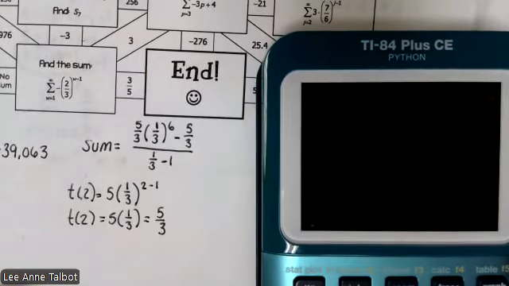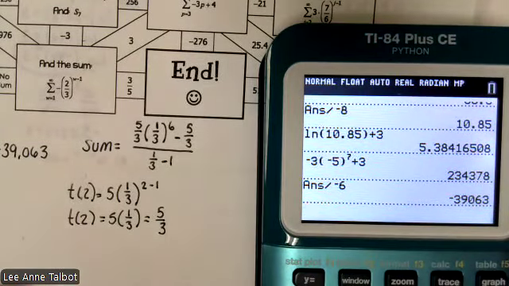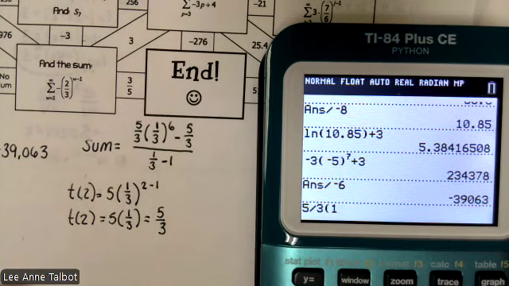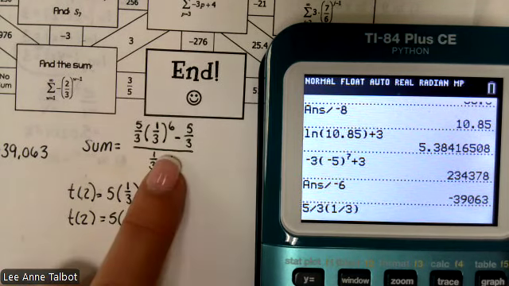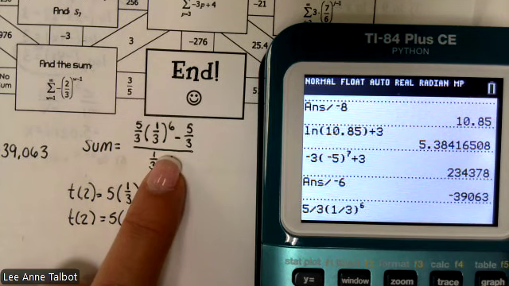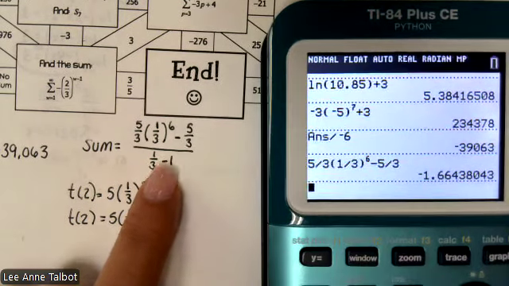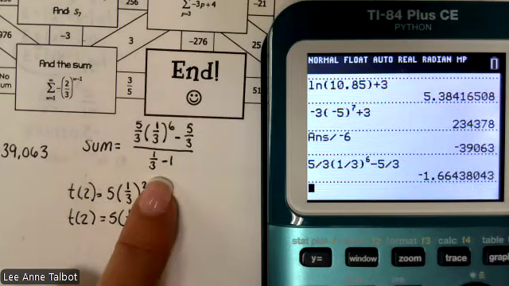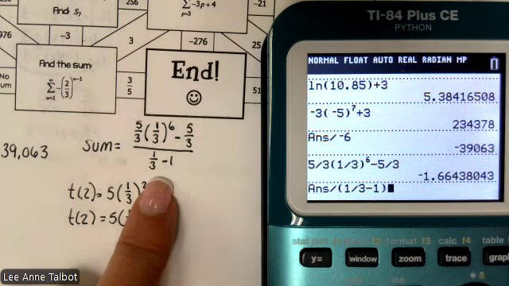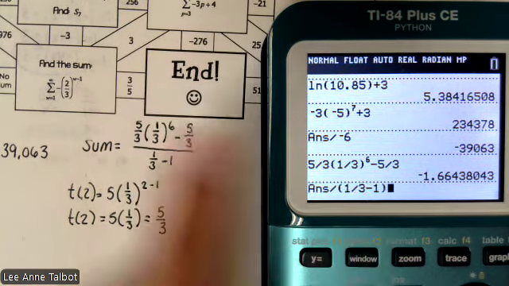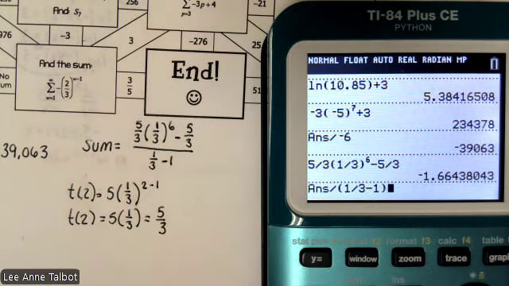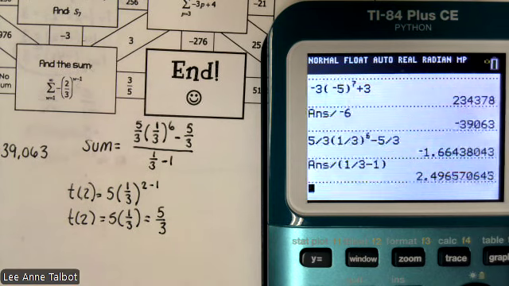Okay, looks scary. Don't worry. 5/3 times 1/3 to the 6 minus 5/3. Enter. Divided by 1/3 minus 1. Notice I put that in parentheses. I'm too lazy to figure out what that is in my head. I guess I could. 1/3 minus 3/3 is -2/3. It's not a big deal.